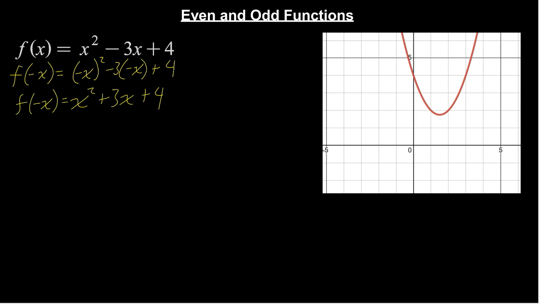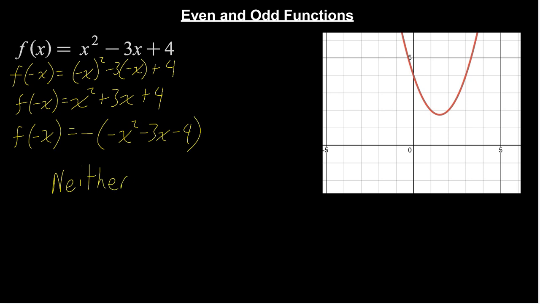Well, it's not the same function, so let's factor out negative 1. So f of negative x equals negative x squared minus 3x minus 4. Well, that's not the same function either. So it's neither even nor odd, so we just say that it is neither.